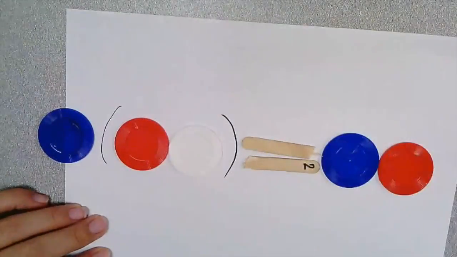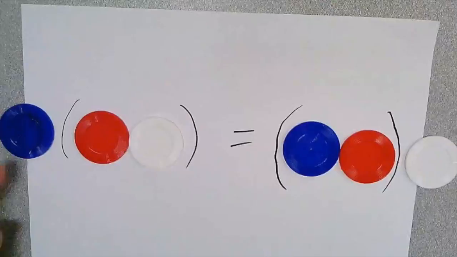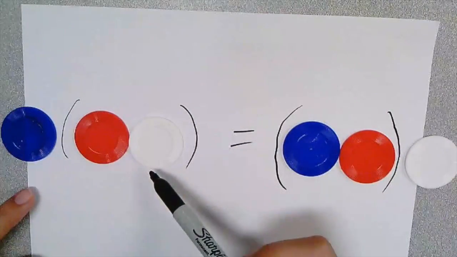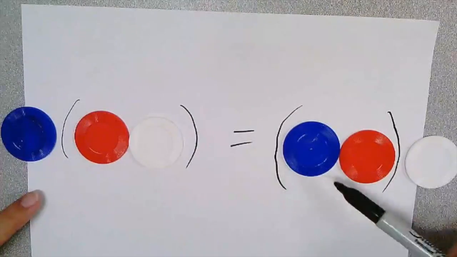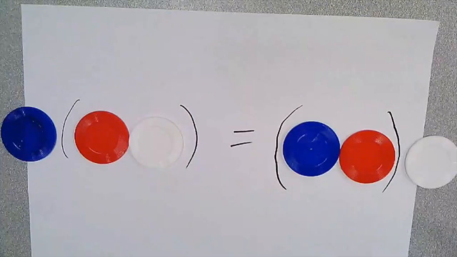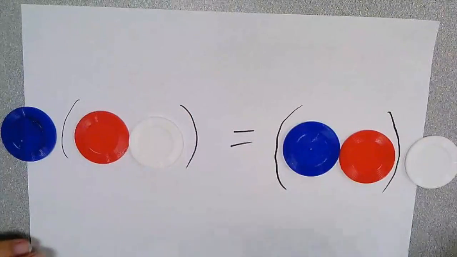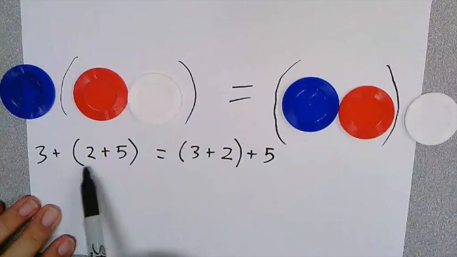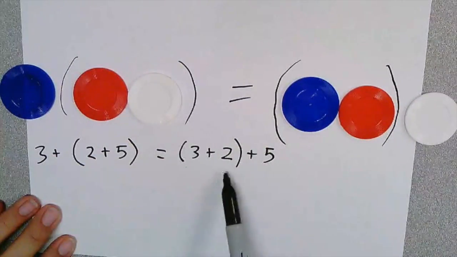A key thing with associative property is a lot of times you will have parentheses. So I can say that blue plus parentheses red plus white equals in parentheses blue plus red and parentheses plus white. What about if I add numbers to this? Okay, will equal the same thing. So I have the 2 and the 5 grouped here and the 3 and the 2 grouped here.